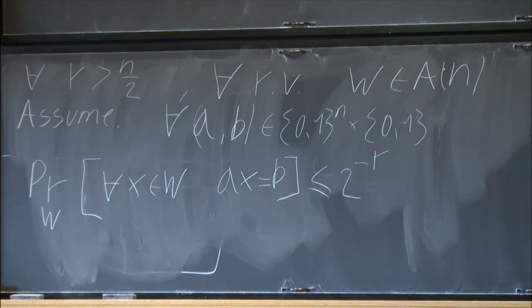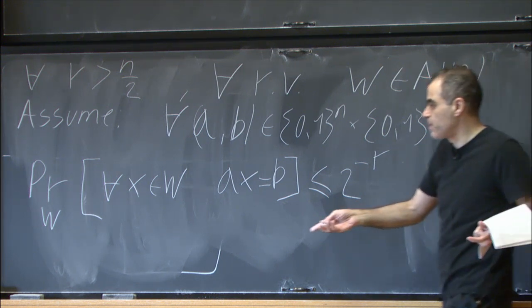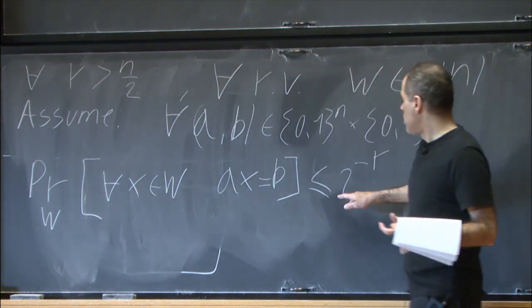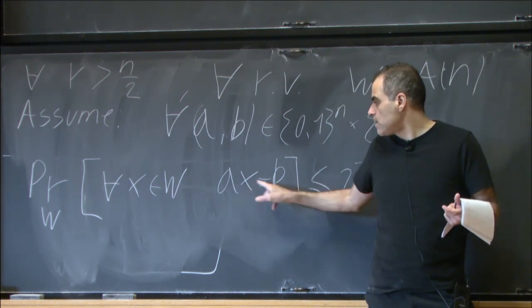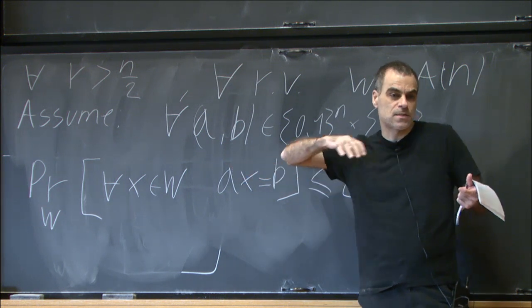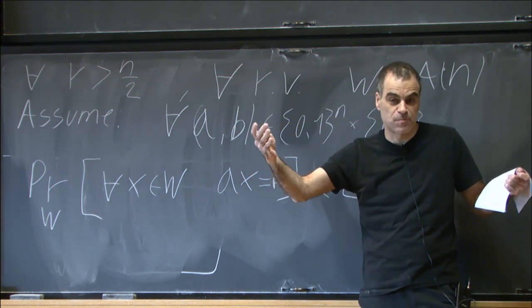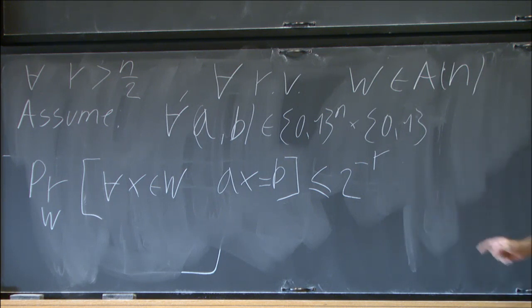So for every ab, it will not be orthogonal to too many of the subspaces. Only with probability 2 to the minus r will the equation ab be orthogonal to the subspace W that you have. If you have this condition, it's like being an epsilon-bias set, a 2 to the minus r bias distribution. Any linear equation holds.